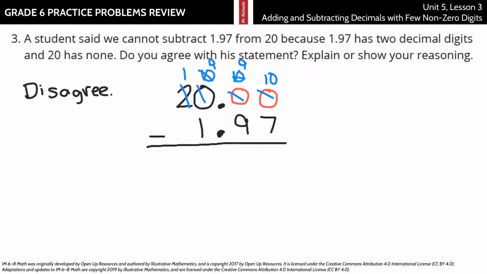10 hundredths minus 7 hundredths is 3 hundredths. 9 tenths minus 9 tenths is no tenths. 9 ones minus 1 one is 8 ones. And 1 ten minus, well, 0 tens is 1 ten. So our result here is 18 and 3 hundredths.